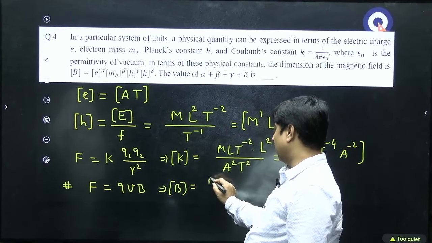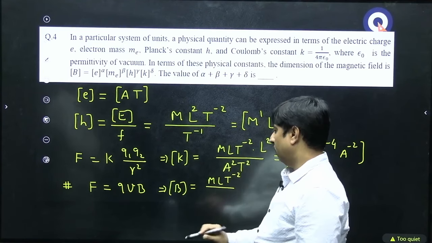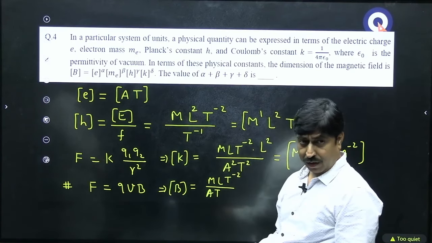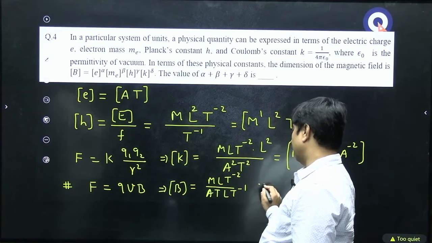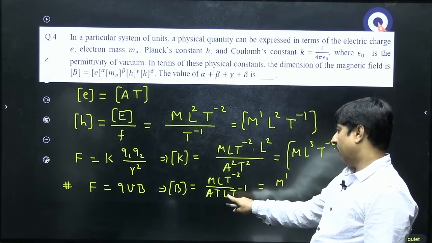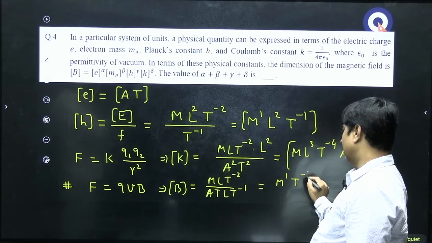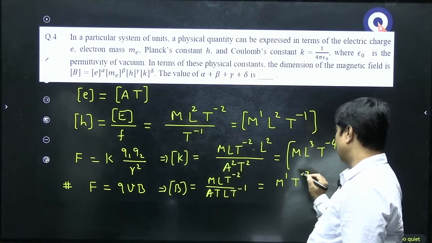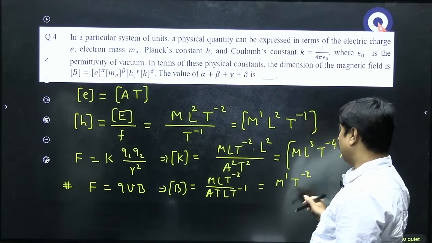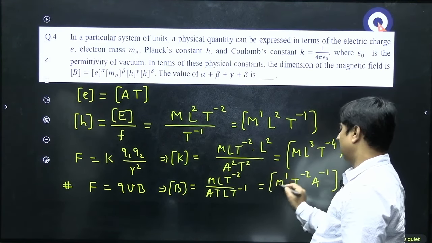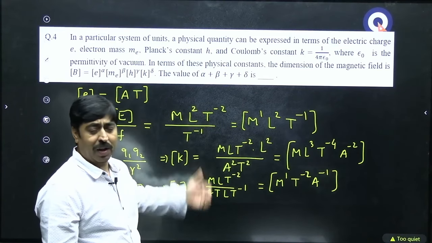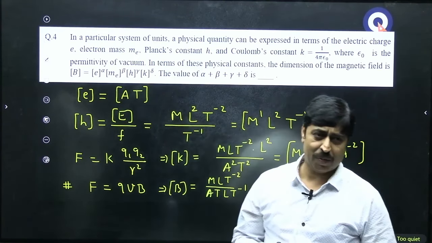Dimension of B will be dimension of force, that is MLT minus 2, divided by dimension of charge, that is AT, divided by dimension of velocity, which is LT minus 1. So, simplify this, L goes away, and what we are left with is M1, there is no L, T minus 1, in fact, it is T minus 2. In the denominator itself, the T cancels out, one T and T minus 2. So, in the numerator T minus 2 remains, right? And then we have A minus 1. So, this is the dimensional formula of magnetic field. So, we have written down the dimensional formula of all the quantities involved in this particular question.